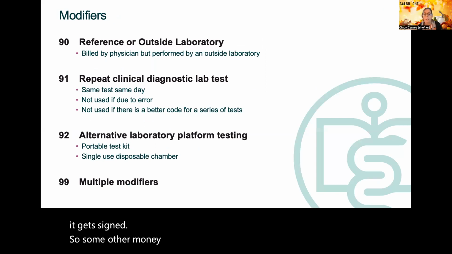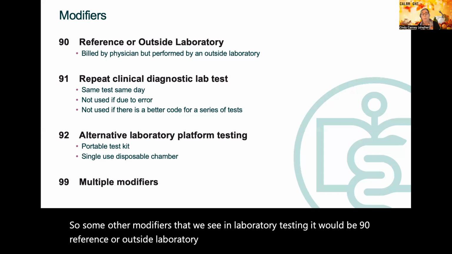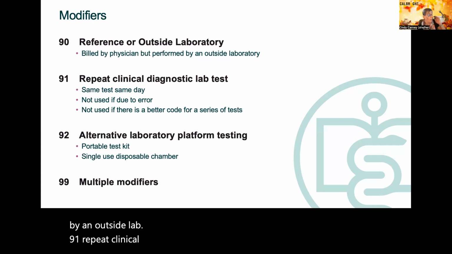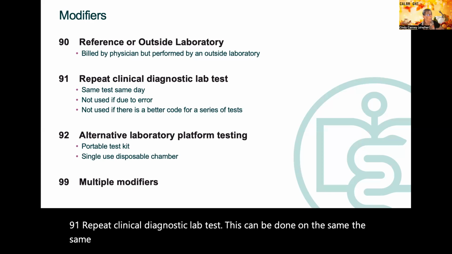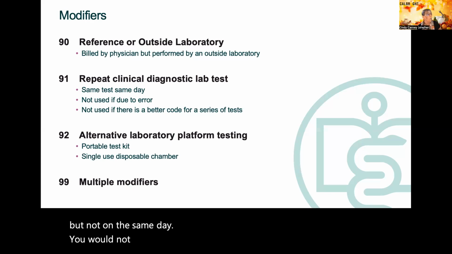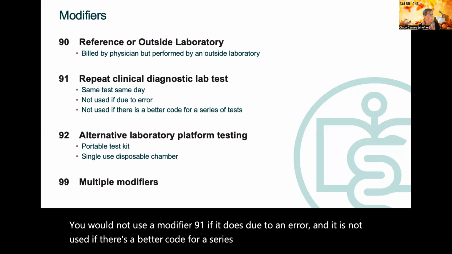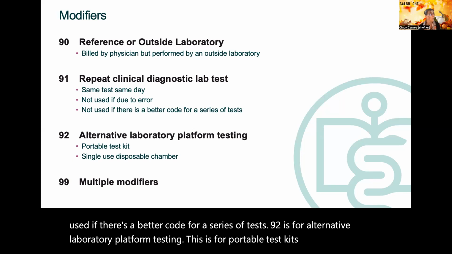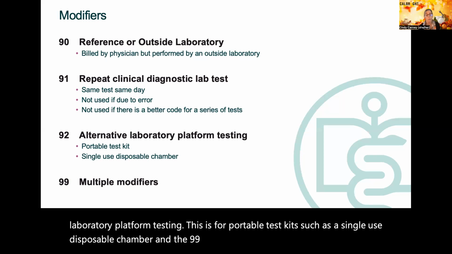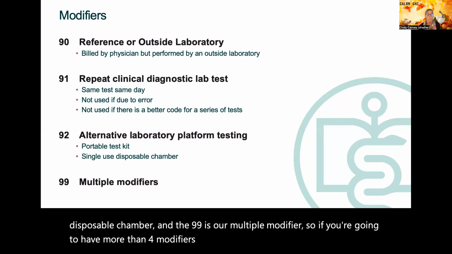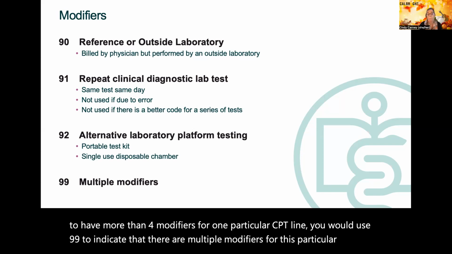So some other modifiers that we see in laboratory testing are 90, reference or outside laboratory, billed by the physician but being performed by an outside lab. 91, repeat clinical diagnostic lab test. This can be done on the same test, but not in the same day. You would not use a modifier 91 if it is due to an error, and it is not used if there's a better code for a series of tests. 92 is for alternative laboratory platform testing. This is for portable test kits, such as a single-use disposable chamber. And then 99 is our multiple modifier. So if you're going to have more than 4 modifiers for one particular CPT line, you would use 99 to indicate that there are multiple modifiers for this particular service.